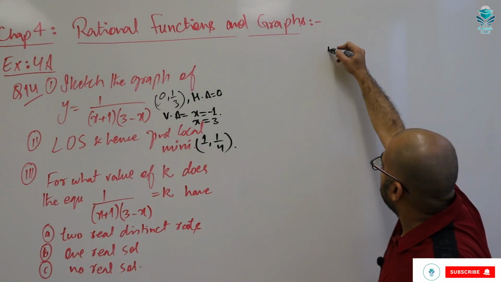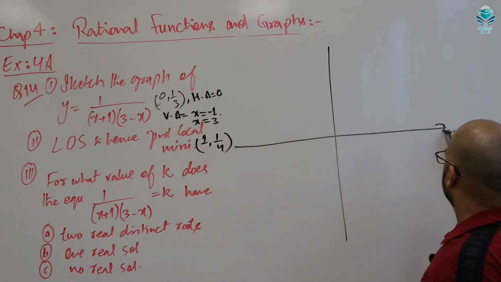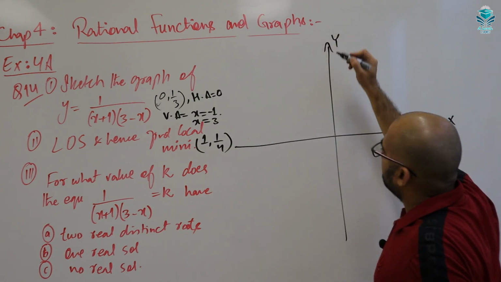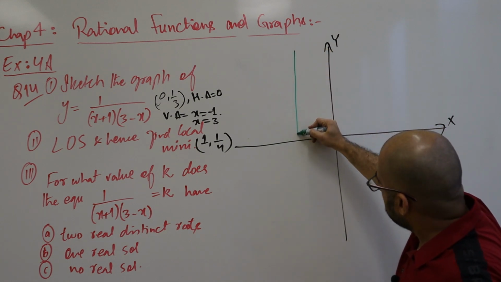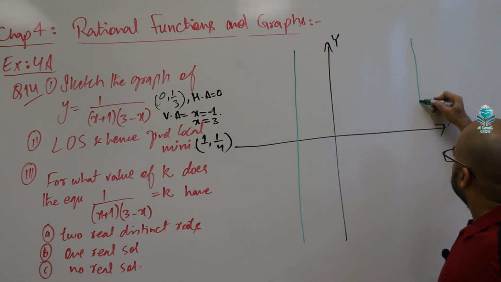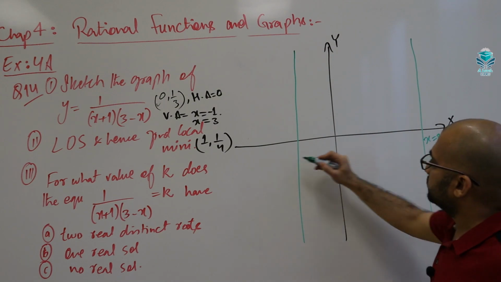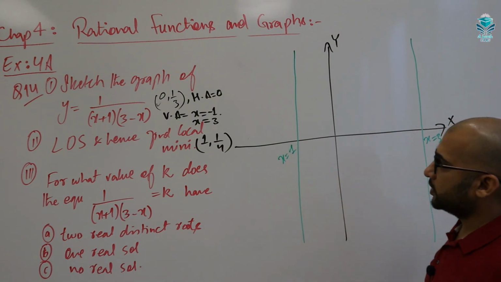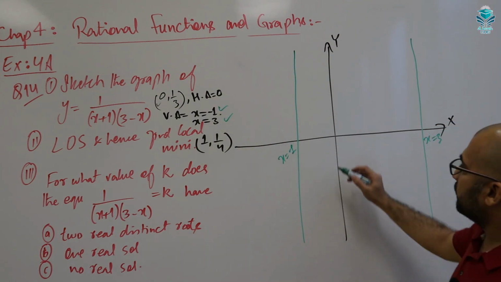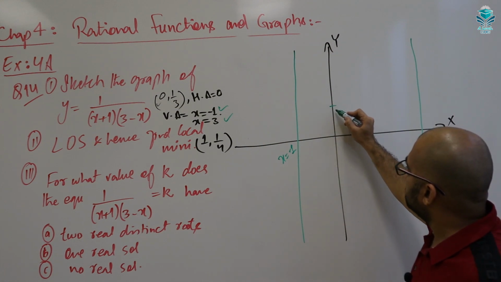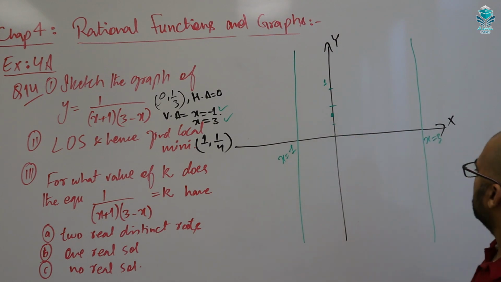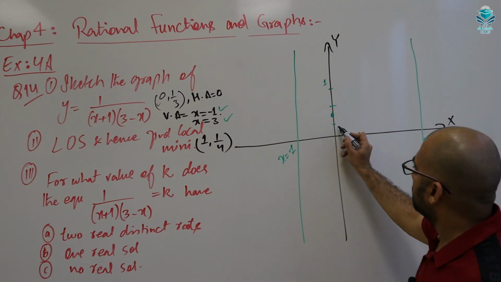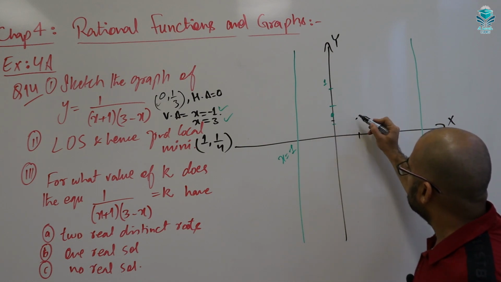To plot the graph on a coordinate plane, let's say this is x, this is y. The vertical asymptotes are at minus 1 and 3, x equal to 3, x equal to minus 1. The y-intercept is (0, 1/3). Let's say this is 1, so 1 by 3 will be here. And we have the point (1, 1/4), which will be lower than this.